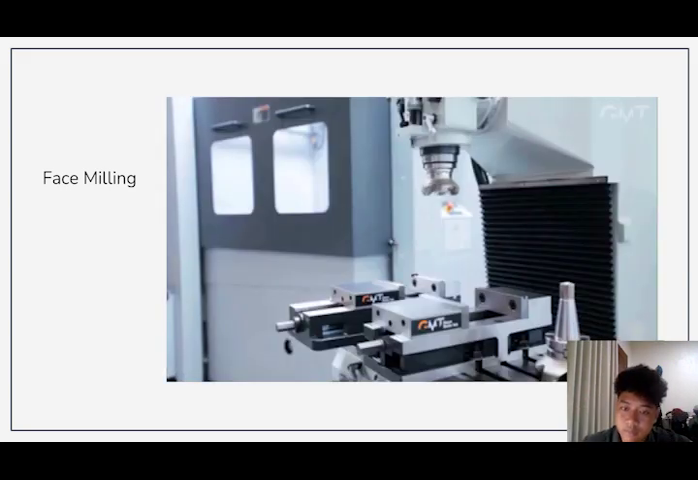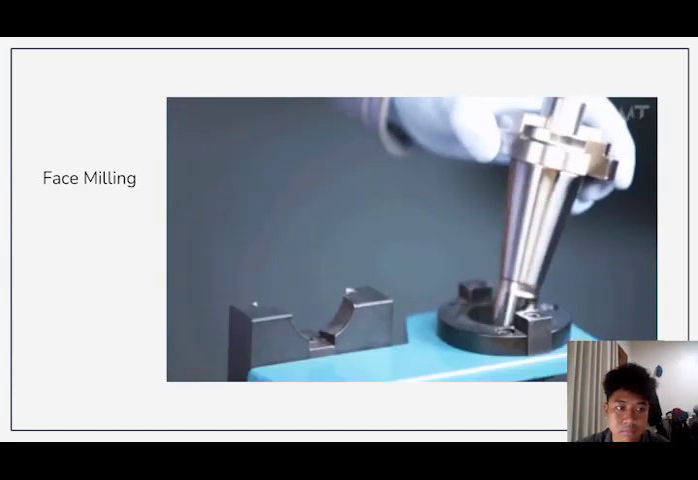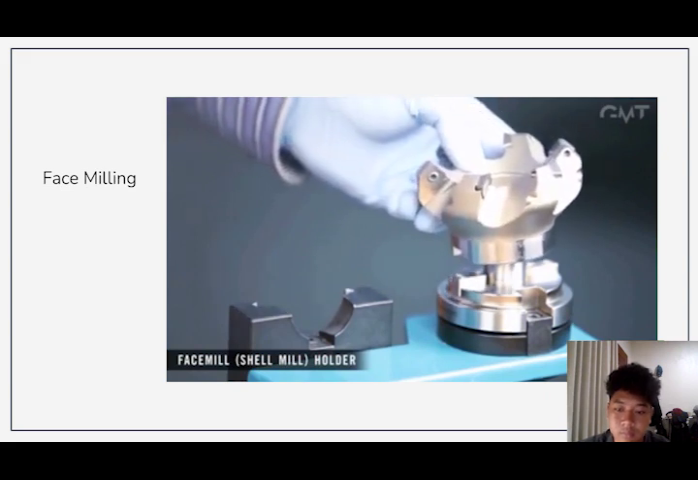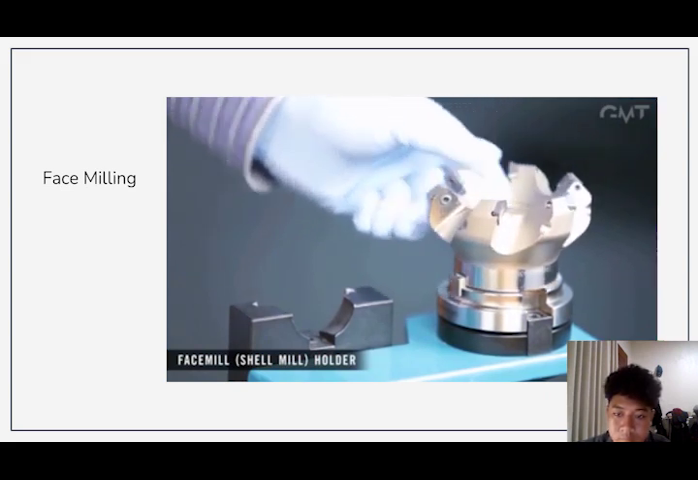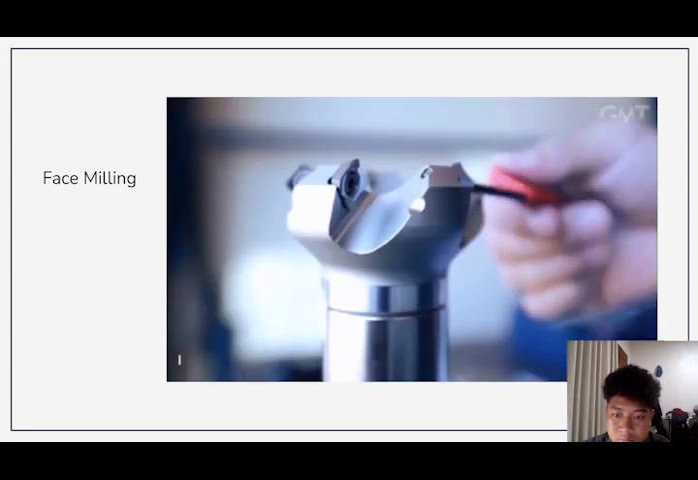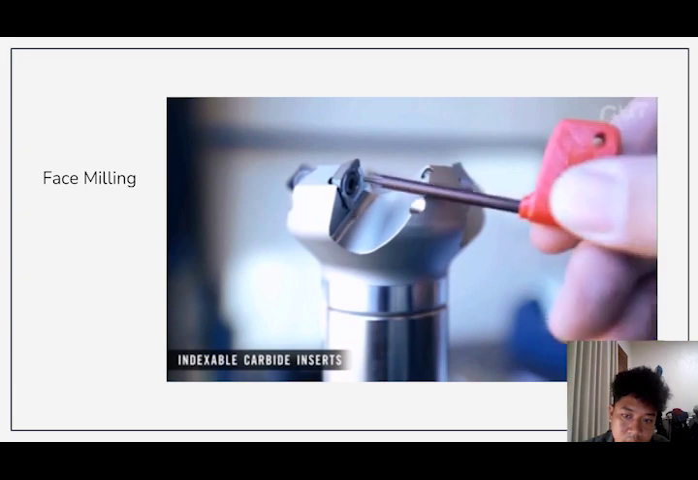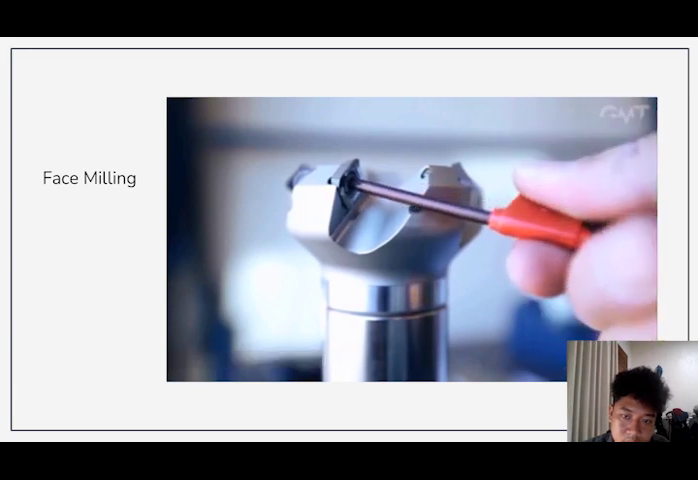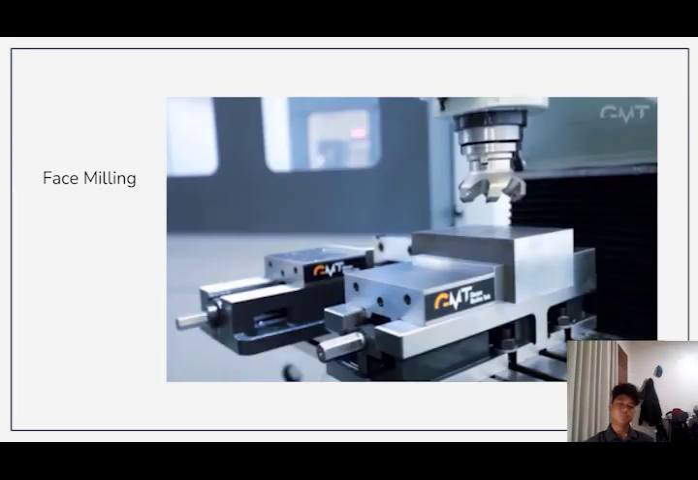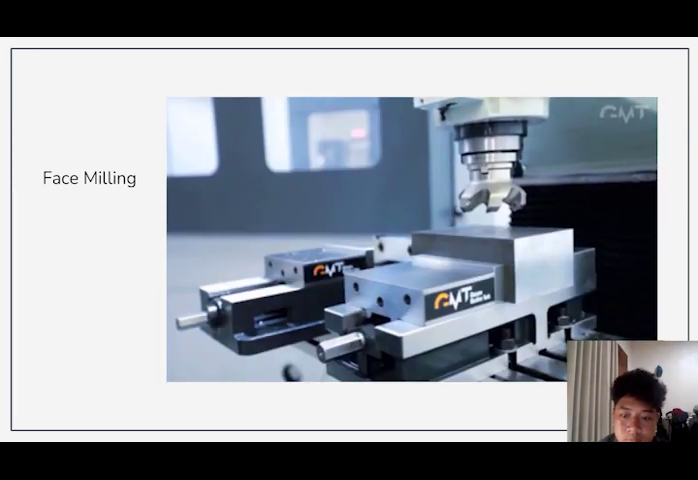Face milling is the process of machining a flat surface on a workpiece. A cutter is mounted to a face mill holder, which consists of an arbor, two drive keys, and a retaining bolt. Carbide inserts are secured to the cutter with screws. A face mill with positive axial rake reduces cutting forces and vibration.